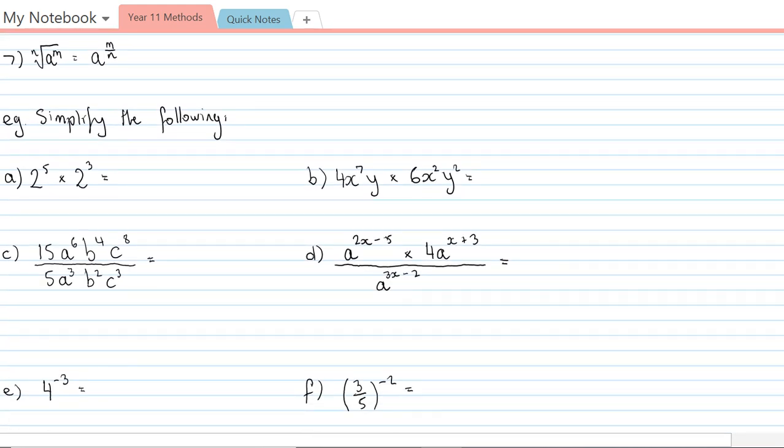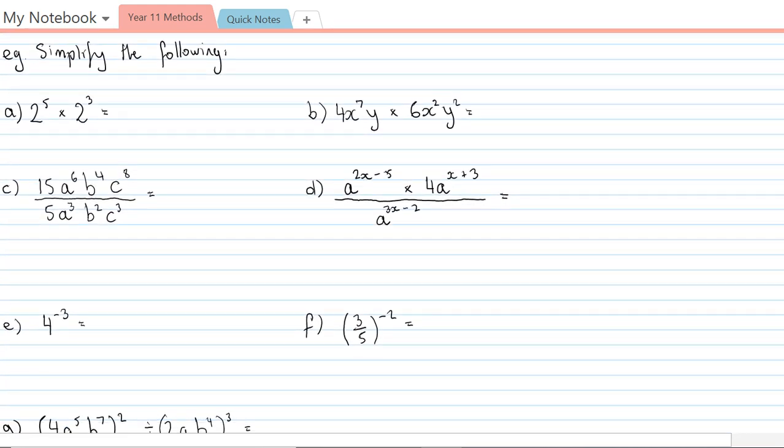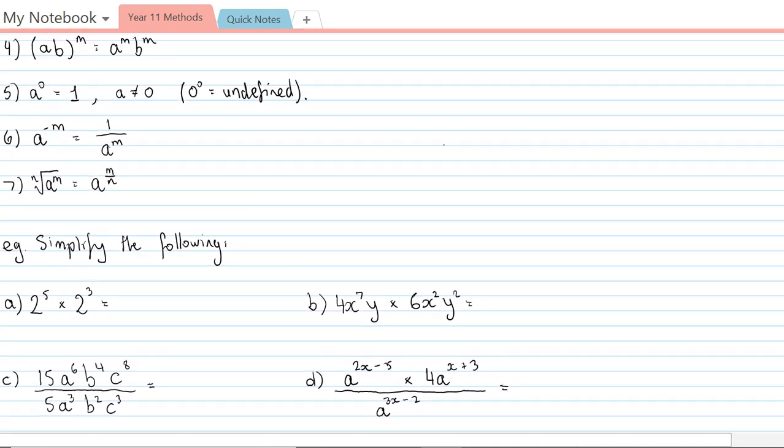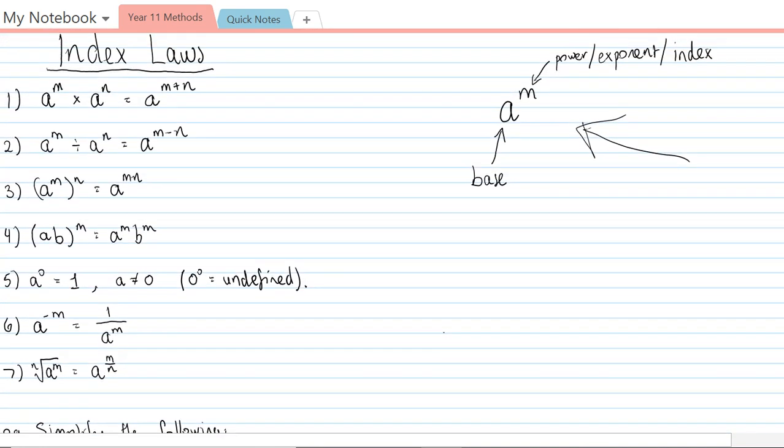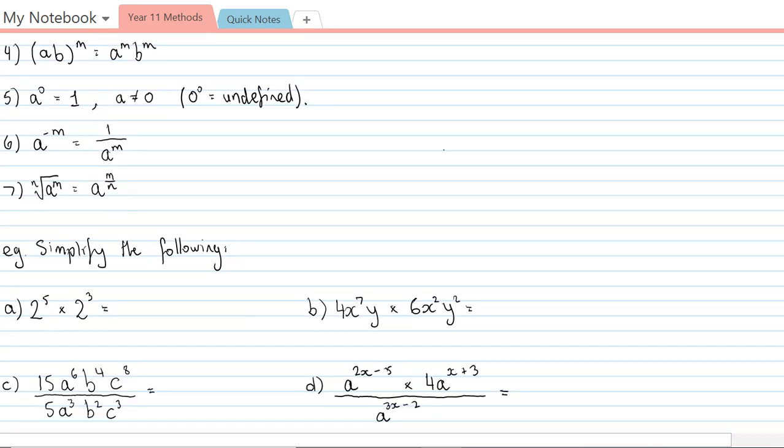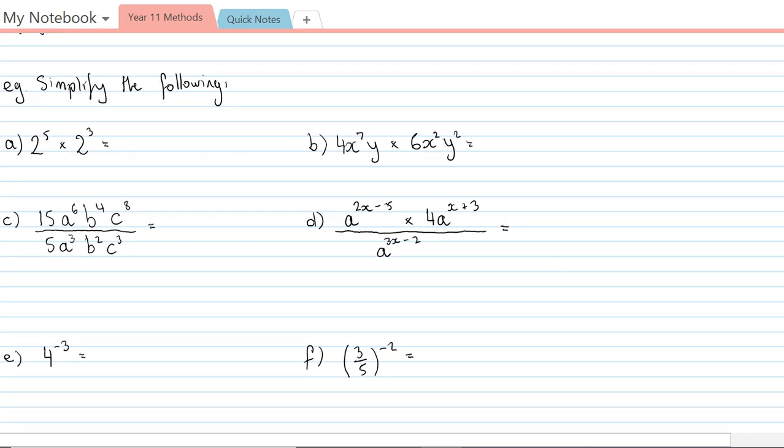So let's have a look at some questions. Simplify the following. 2 to the power of 5 times 2 to the power of 3. Starting off pretty nicely. So in this case, we are multiplying these two things. The base in this case is 2, and so that base, it doesn't change, it just stays the same, as we can see up in the very first index law. A to the power of m times a to the power of n equals a to the m plus n. So the base has remained the same, and we just add the powers. So that becomes 2 to the power of 8, and we're done.